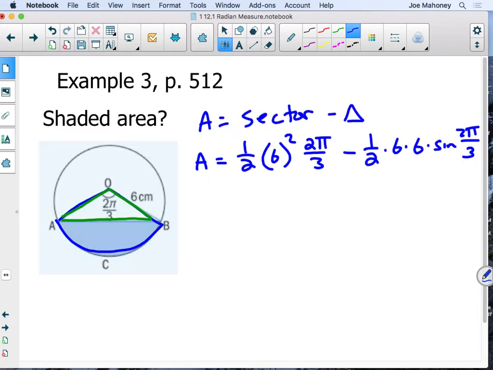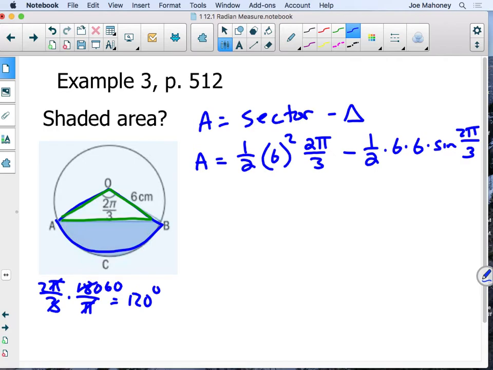Let's convert 2 pi over 3 to degrees. We'll do it down here. So 2 pi over 3, I have to multiply it by 180 over pi. My pi's cancel. 3 goes into 180 60 times. 60 times 2 is 120 degrees. Does that make you feel a little bit better?